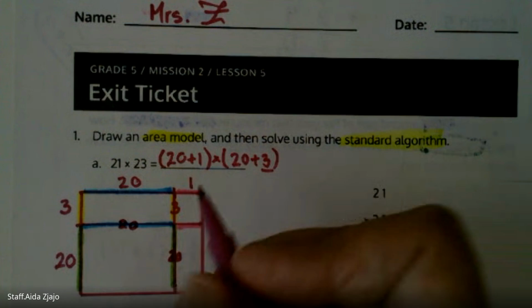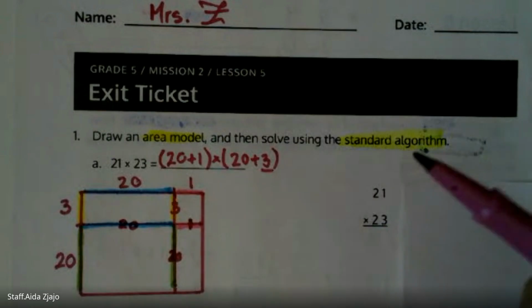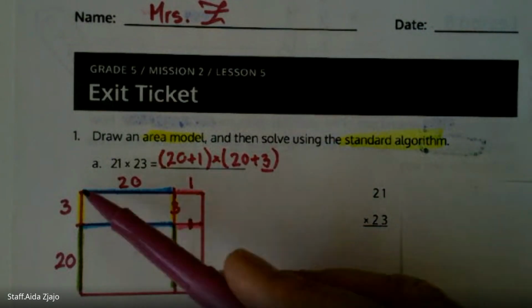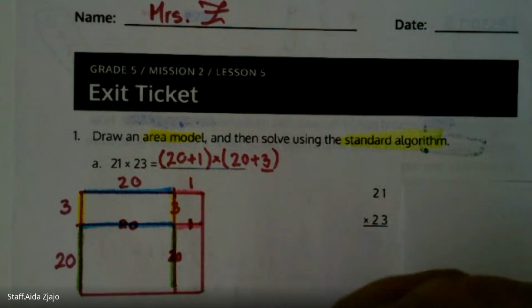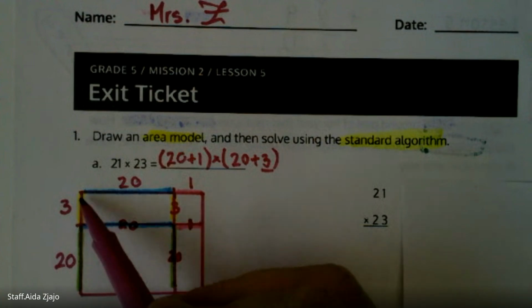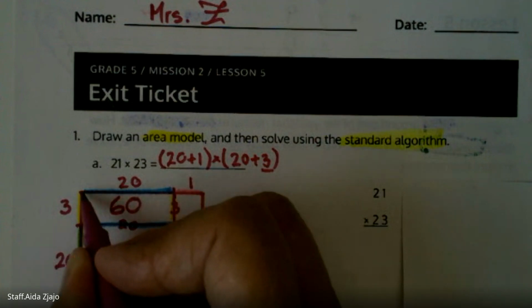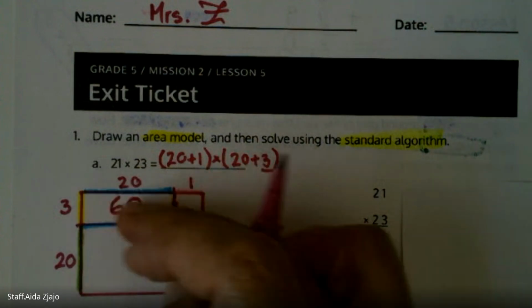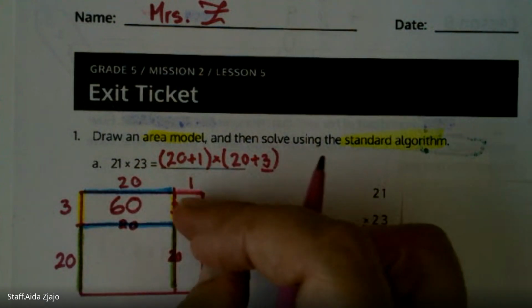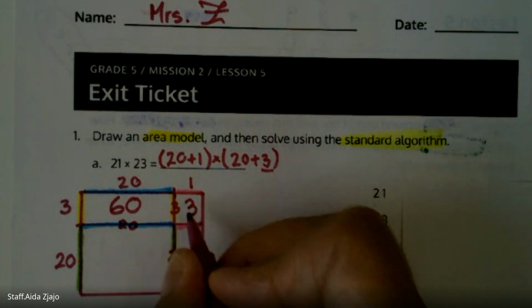This does not need to be done all the time. Once your brain learns what numbers you need to multiply, it goes automatically. So 3 times 20 is 60, or 20 times 3. Area is length times width. So this area is 60. This area is 1 times 3, or 3 times 1, is 3.